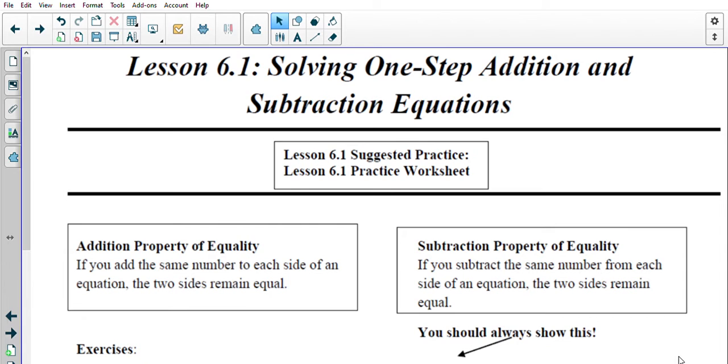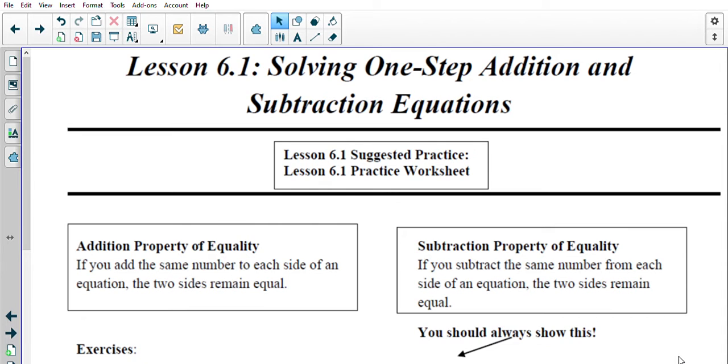We'll also be spending some time during our live session on Friday doing some additional practice through quizzes. But I really want to make sure that you have a solid foundation in solving one-step equations by addition and subtraction. Because later on this unit, we're going to be doing inequalities with this, and we're also going to be doing two-step equations that involve both addition and subtraction. So it's a very important concept.